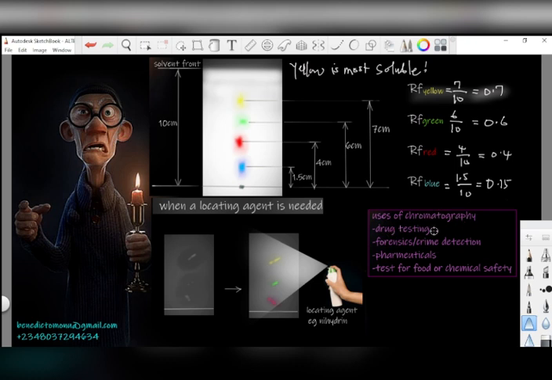Chromatography is used in drug testing. It is used in forensics and crime detection. It is used in pharmaceutical industries to test the quality or purity of drugs. It is also used by food and chemical monitoring agencies to know the safety of food, drugs and chemicals, so that we don't have impurities and contaminants that are able to cause harm to us. This brings us to the end of separation techniques.